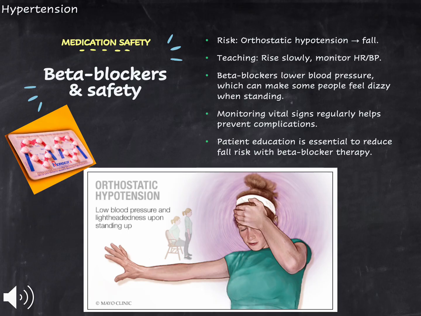For reference, orthostatic hypotension is defined as a drop of 20 millimeters of mercury systolic or 10 millimeters of mercury diastolic within 3 minutes of standing. But even smaller drops can cause symptoms, especially in frail or dehydrated patients.